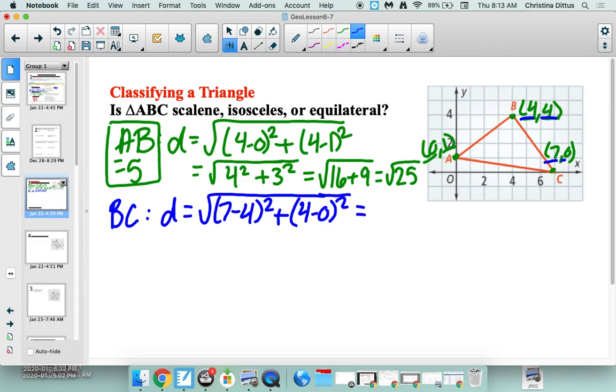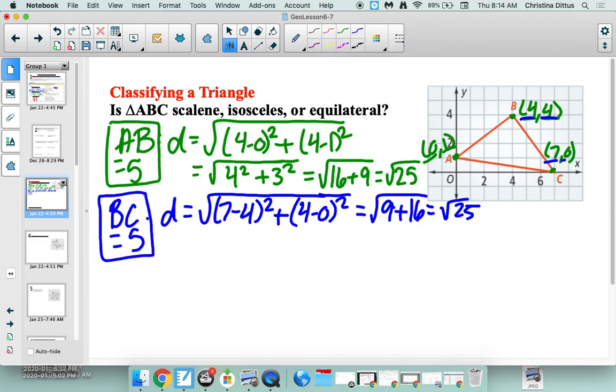Alright. So what is 7 minus 4? 3. And then what is 3 squared? 9. 4 minus 0 is 4 squared. 4 squared is 16. So we're at the same place. Square root of 25. BC is 5.